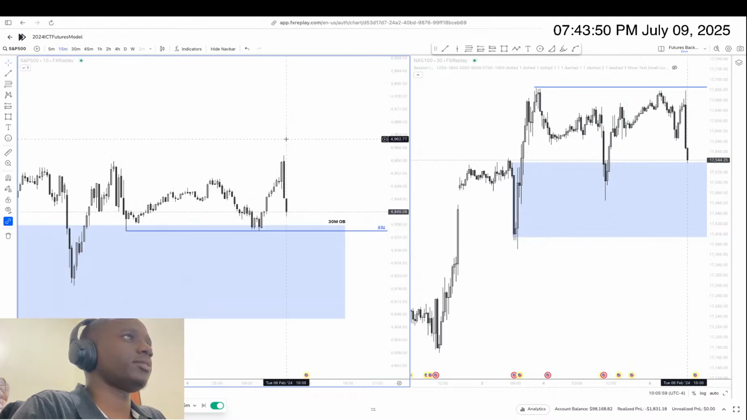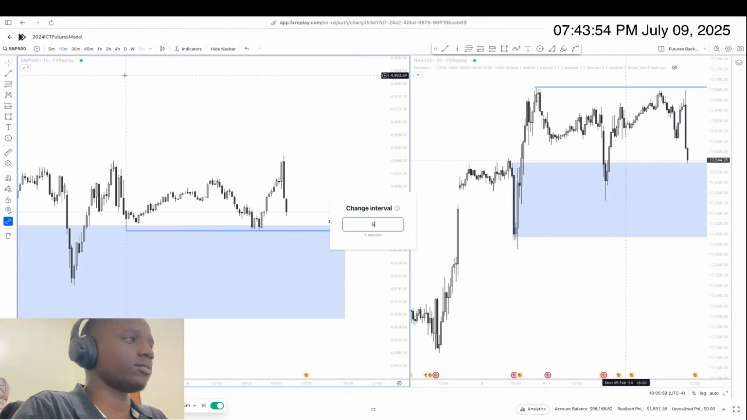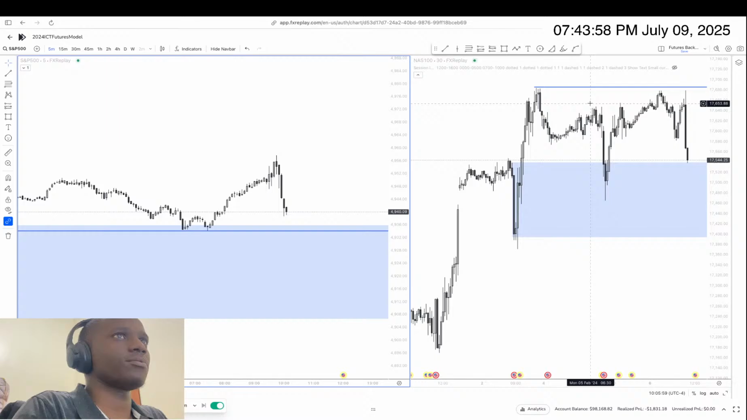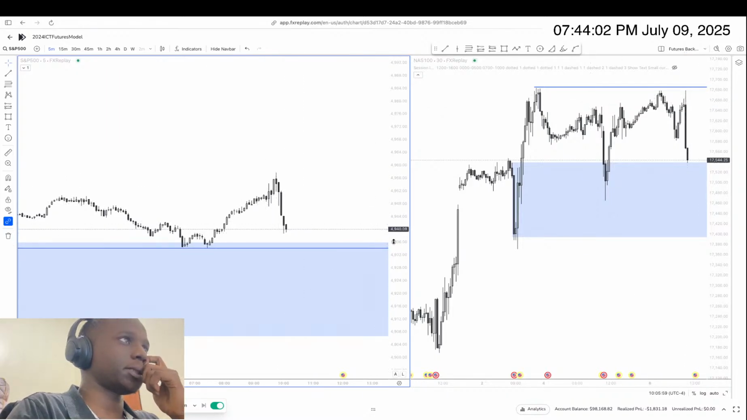In the 15-minute, we're a few minutes. Wait, market has already opened. Huh. I thought this was before market open. Anyways, so let's see if we can find an entry.